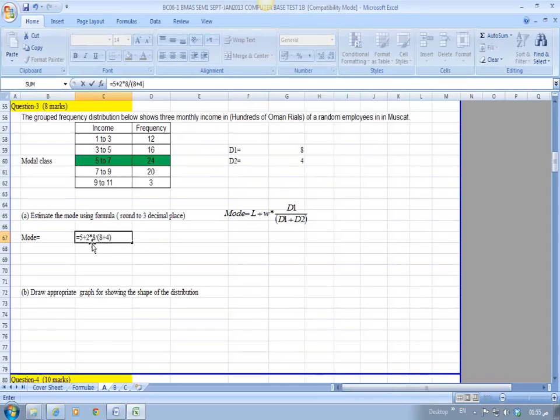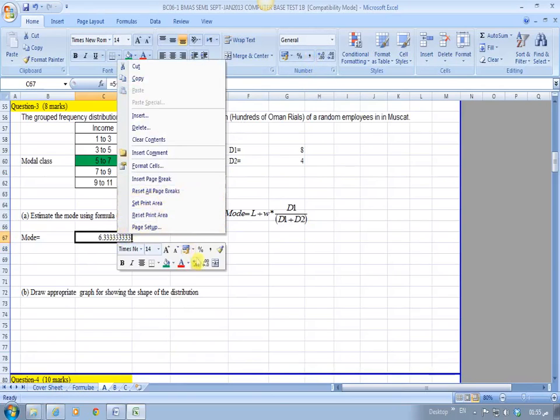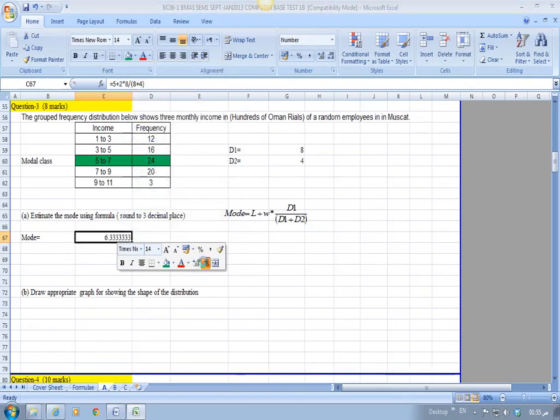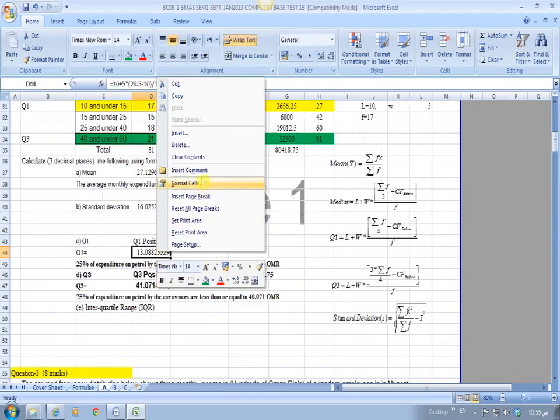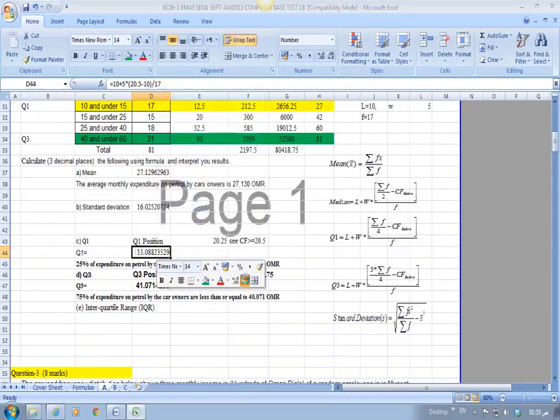See here, I'm just following the formula and then making it. This is the mode. We said 3 decimal places. You can make it 3 decimal places by right click, and then you can make this one 3 decimal places as required by the question. Here also they said 3 decimal places, so I can make this one 3 decimal places.